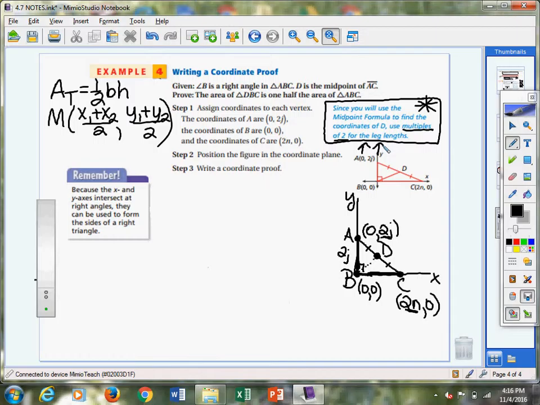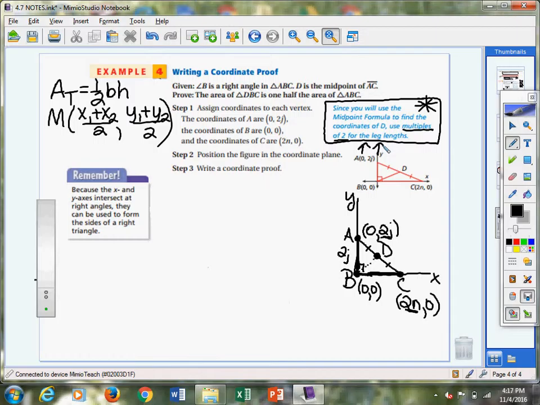Okay, so hopefully I've explained step 1 very, very well. And in step 2, I positioned the figure in the coordinate plane. I made my right angle B the origin. And then I positioned AB on the y-axis and BC on the x-axis. So I kind of did a couple of strategies there. So now I'm going to do a coordinate proof.